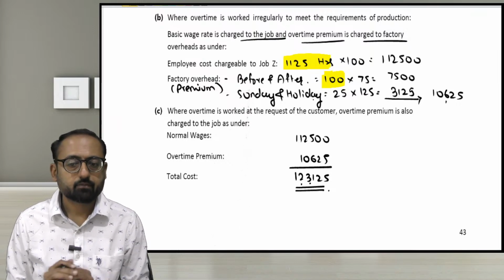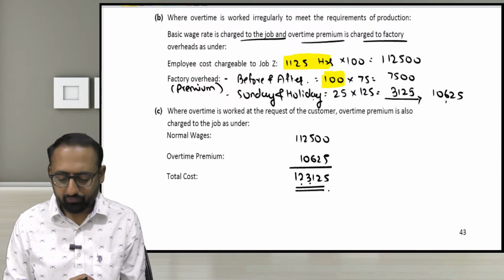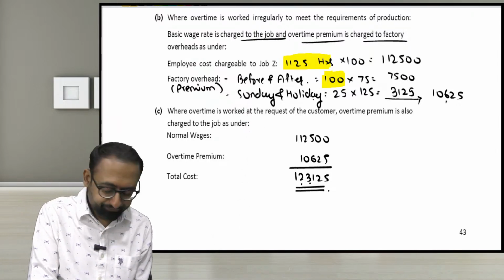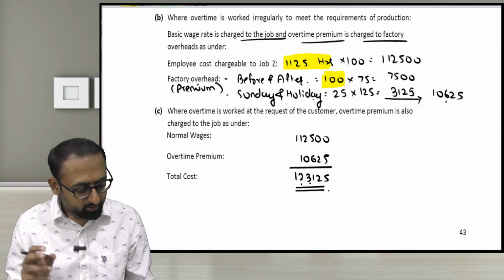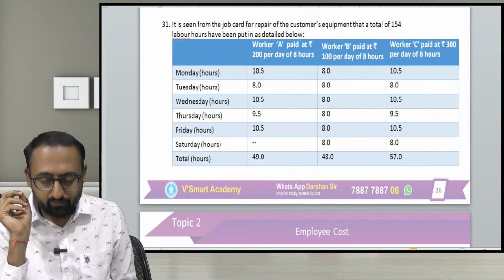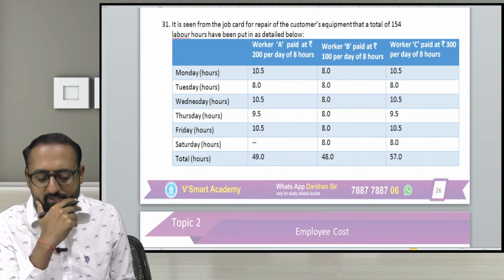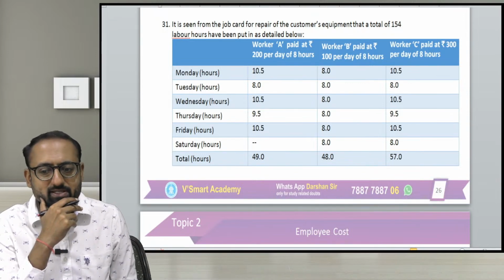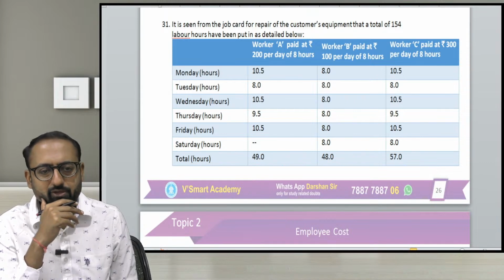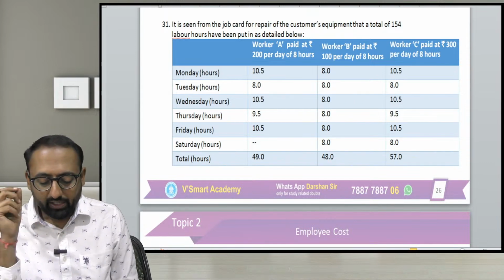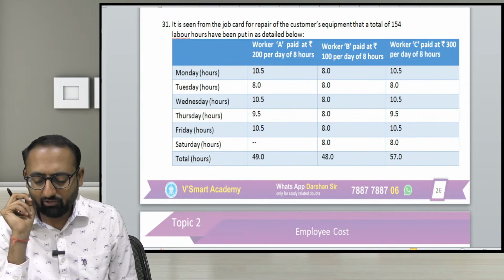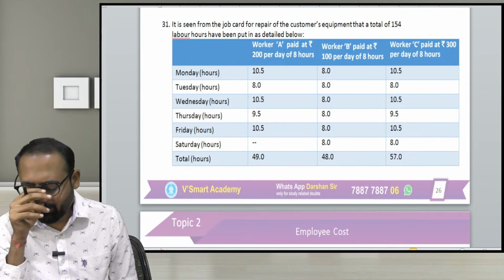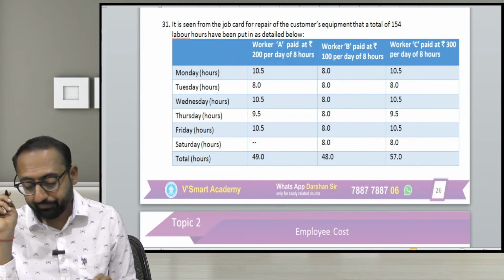Yes, sir. I have one more question for you, which is there in your module, and that question is, for example, question number 31. Let's discuss that question. We are not going to solve the entire question. I'll give you just a hint. It has been seen from the job card for the repairs of the customer equipment that total 154 labor hours have been put as detailed below.